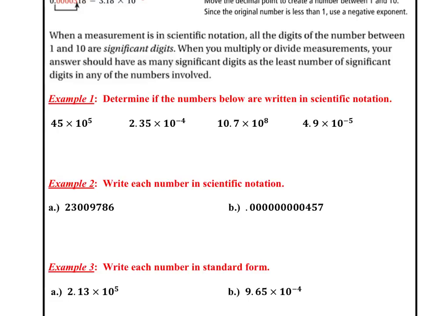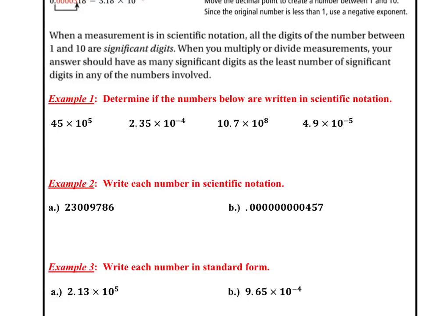When a measurement is in scientific notation, all the digits of the number between 1 and 10 are significant digits, meaning not zeros. When you multiply or divide measurements, your answer should have as many significant digits as the least number of significant digits in any of the numbers involved. So basically, if you see numbers that aren't zeros, you're going to keep those, and once it just starts going 0, 0, 0, 0, 0, you can forget about those. This will make sense when we do it.